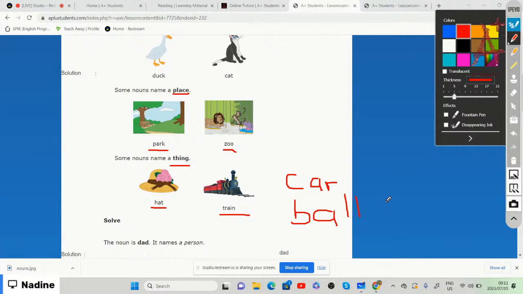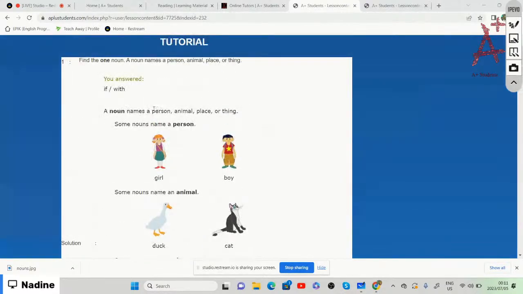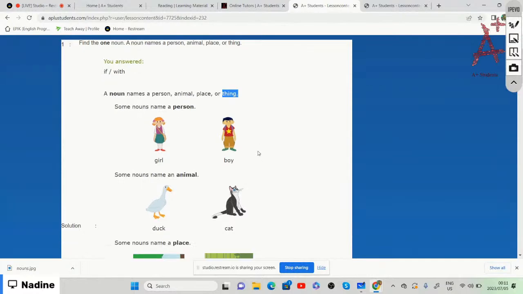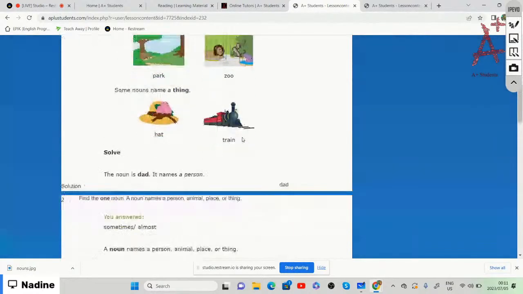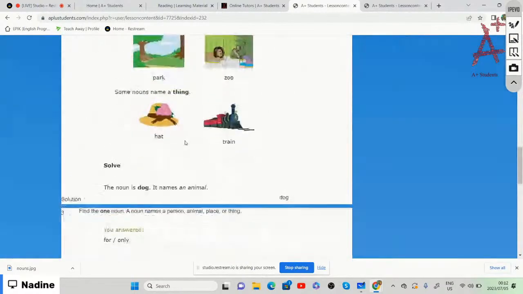The house, even the garden, school, right? Those are all nouns. The mall, it's a noun that names a place, right? So a noun names a person, an animal, it also names a place as well as things, right? So those are all nouns. And there we just have things again, right?